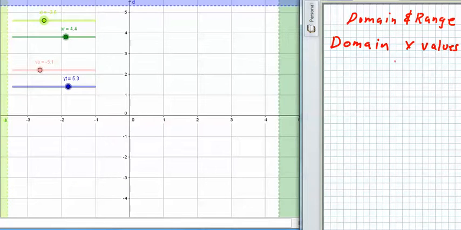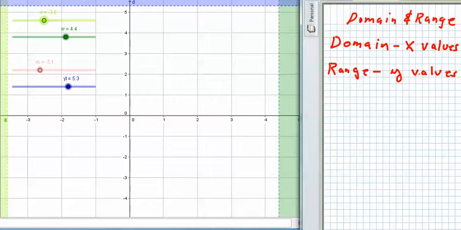If you look at a graph of a function or a relation, doesn't matter, the x values that are graphed or used is the domain. The range is the y values. What we're going to do today is just look at the graph and determine from the graph what is the domain, what is the range. What are the x values used? What are the y values used?